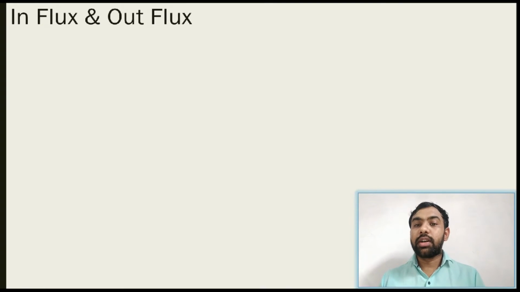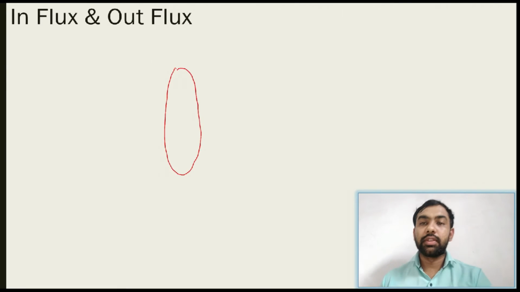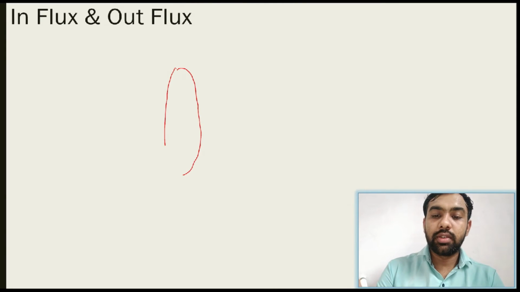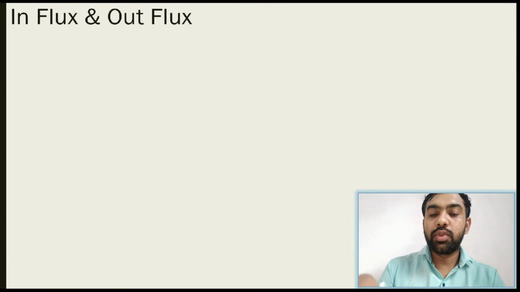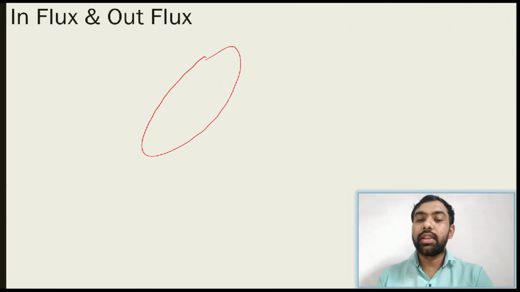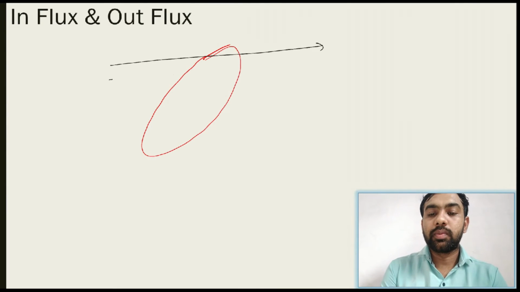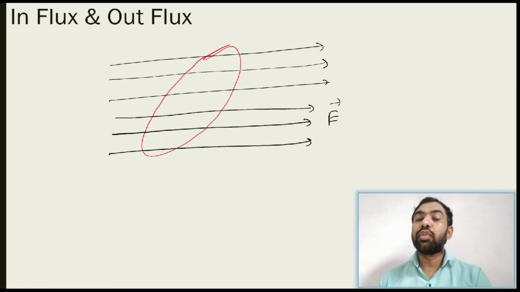The influx and outflux, a very good concept. Suppose you consider one surface. Actually, let's draw this surface in this way. Suppose you consider this is any surface, any circular surface, and the electric field is given like this. This is the electric field E.